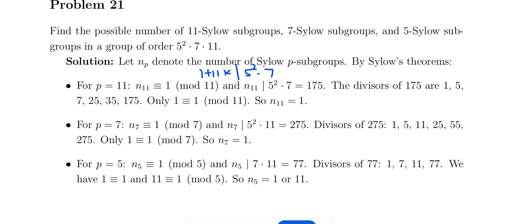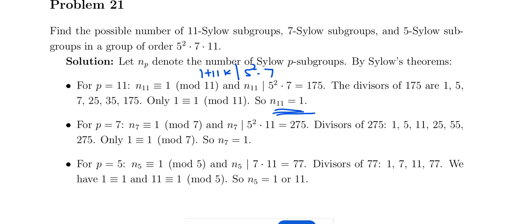K equal to 0 is obviously true. K equal to 1 gives 12, K equal to 2 gives 23, K equal to 3 gives 34, K equal to 4 gives 44 plus 1, 45. K equal to 5 gives 56, K equal to 6 gives 67. This is 175. So this is unique, always unique, and it is normal. They are asking only for the possible number of 11 Sylow subgroups.